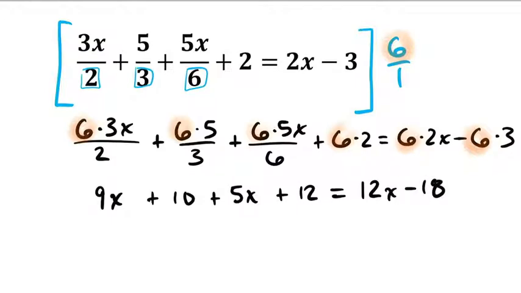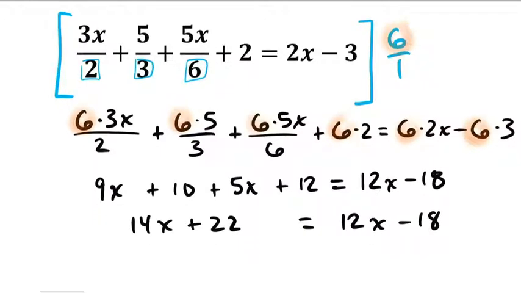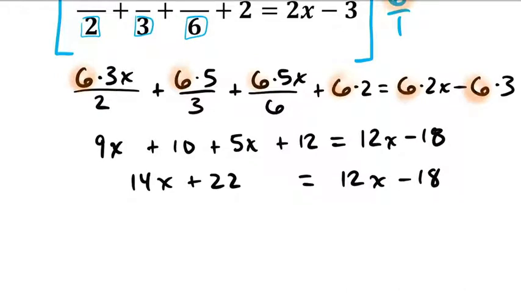Okay, so let's combine like terms. On the left-hand side, there is a 14x. There is a plus 22. Over on the right-hand side, there's a 12x minus 18. Let's go ahead and take away 12x from each side. It's going to give me 2x plus 22 is negative 18.